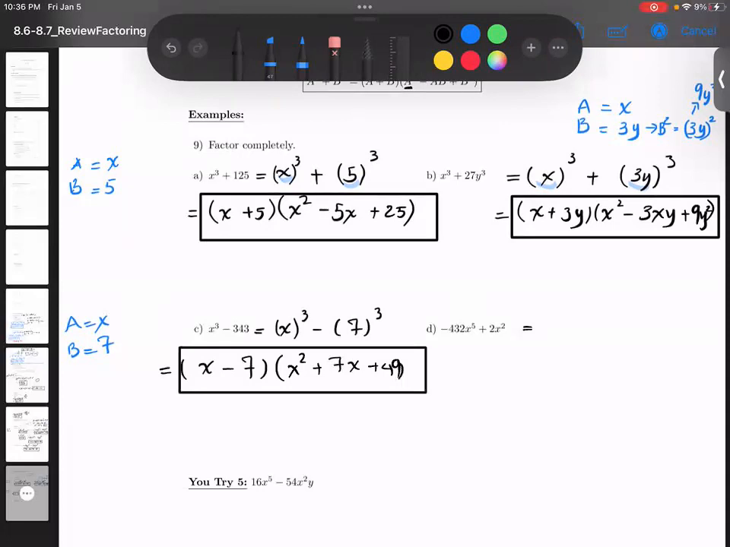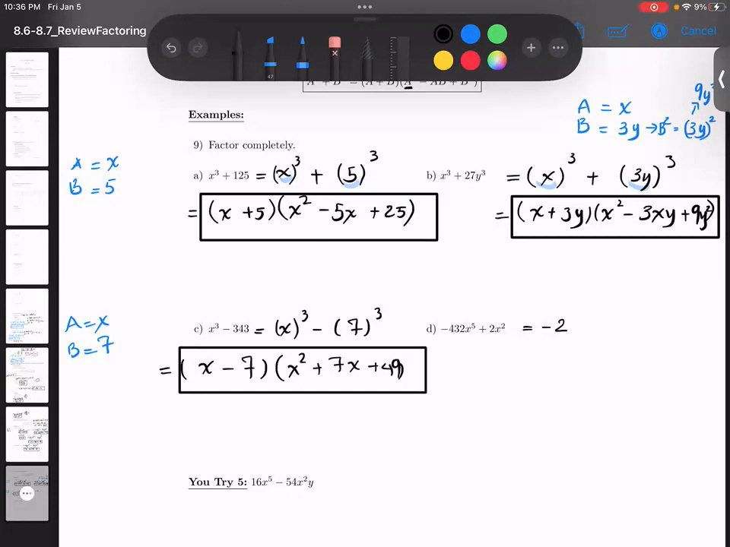Remember the little note I put up during the lecture today: if your leading term carries a negative, you have to factor that negative out. So between negative 432 and 2, what can I factor out? Hint, they're both even numbers, which means they're both divisible by 2. So I'm going to factor out a negative 2.